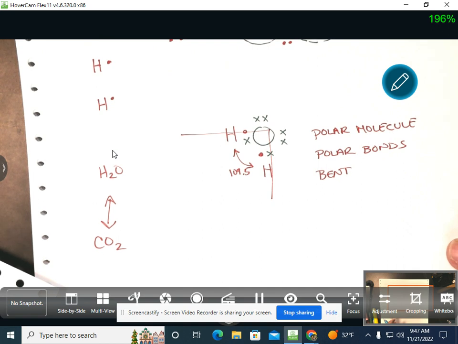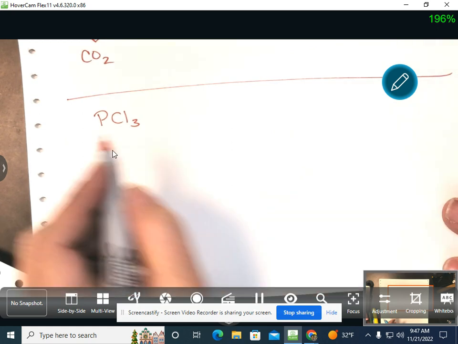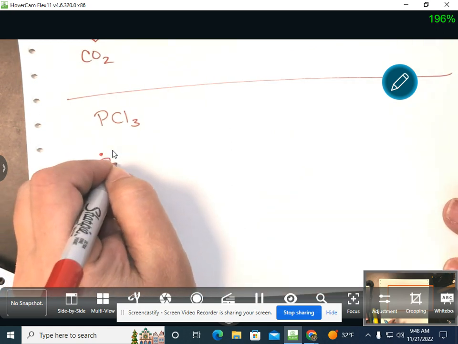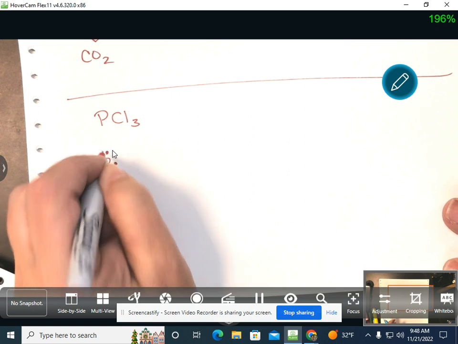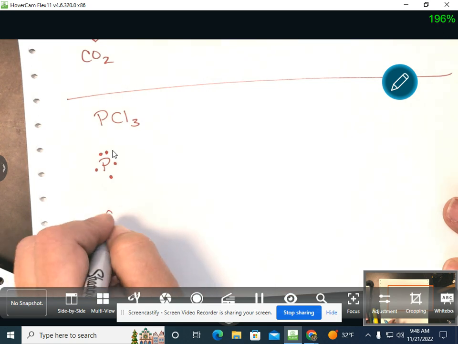All right, let's draw carbon tetrachloride; you can do that by yourself. Carbon dioxide I drew for you. Phosphorus trichloride, PCl3. Let's do this one together. Let's put a P. How many valence electrons does P get? Phosphorus is 5. Chlorine gets 7.